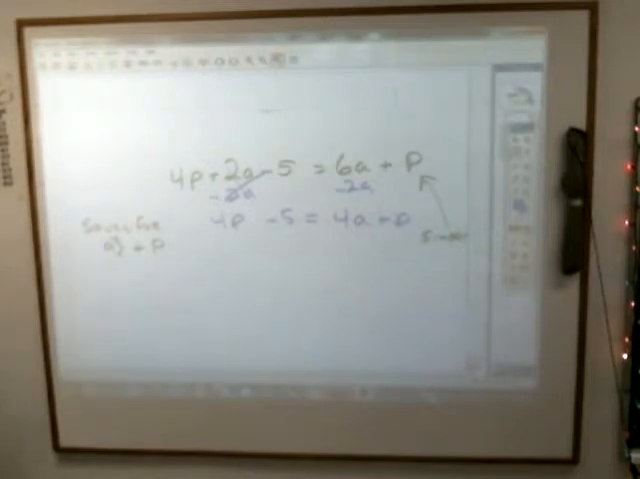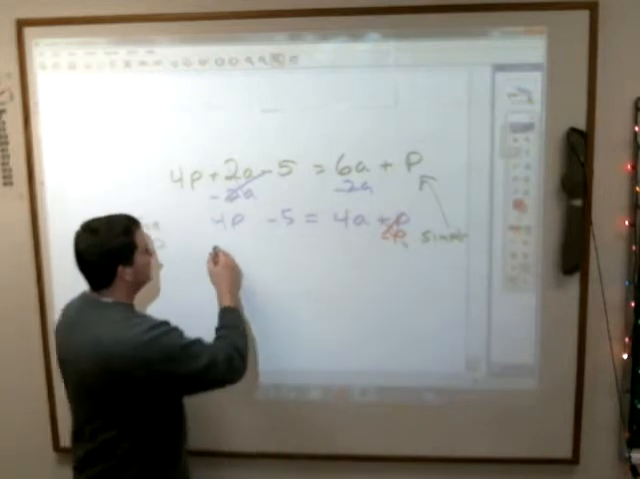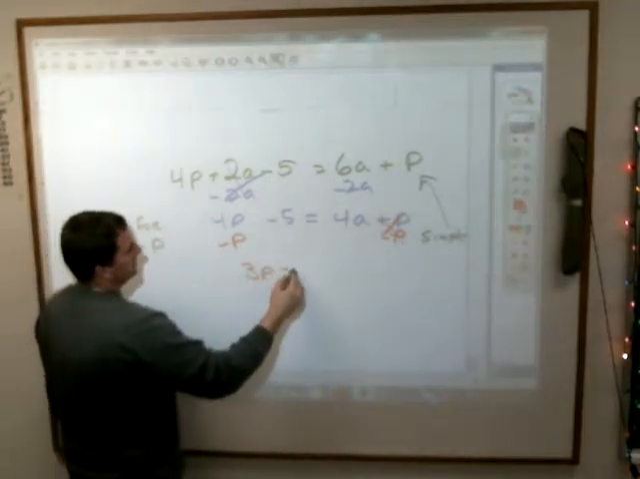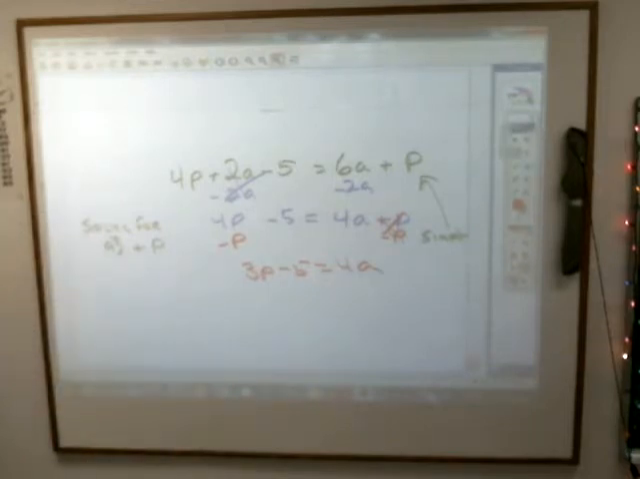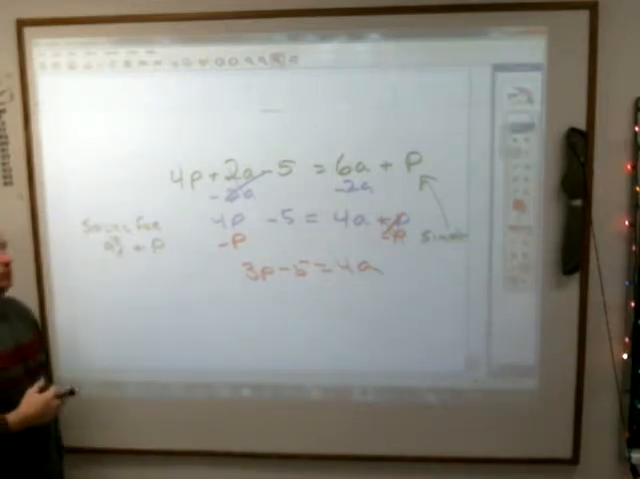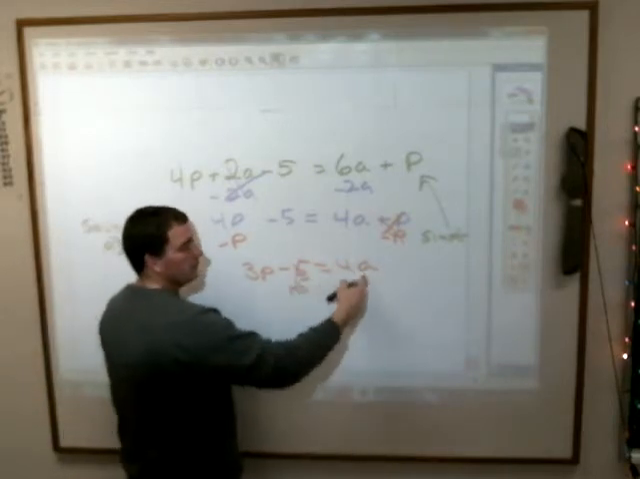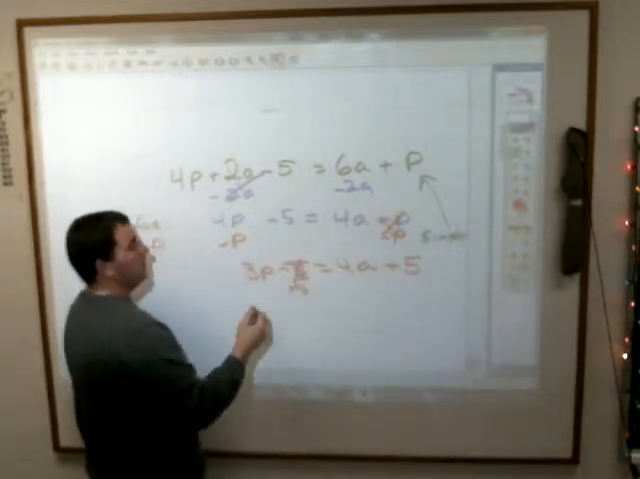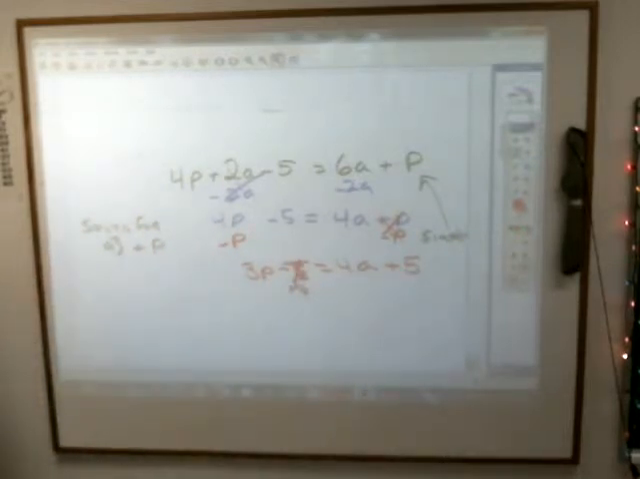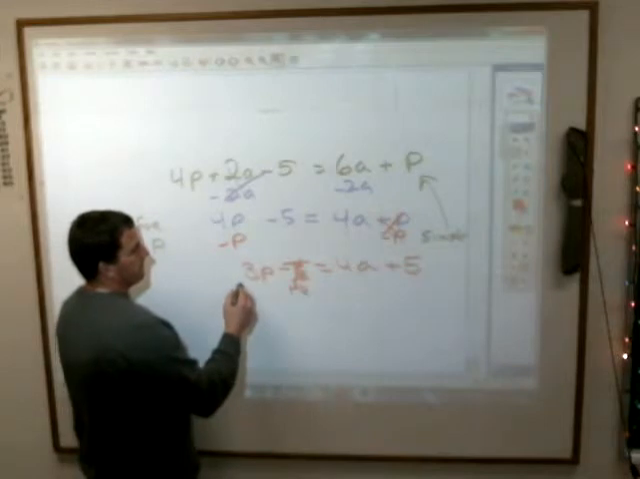Lucas? Subtract P. Okay, kids are way too smart. Subtract P, now I get 3P minus 5 equals 4A. Yeah, now, John, add 5. It doesn't go with the 4A because it's not a like term, so I end up with this. And then always you'll find your last step is to do this. Always the last step in solving these, Jack, is to divide by the 4A.